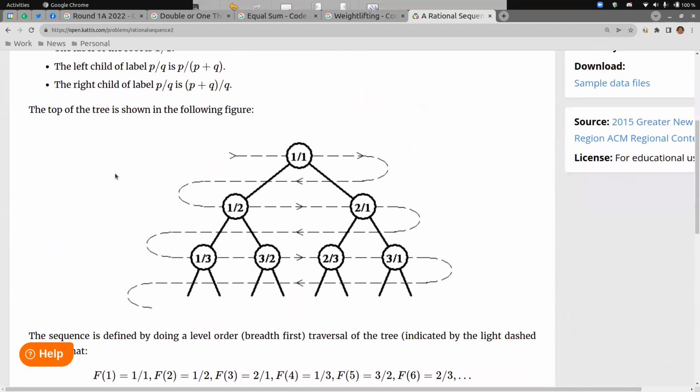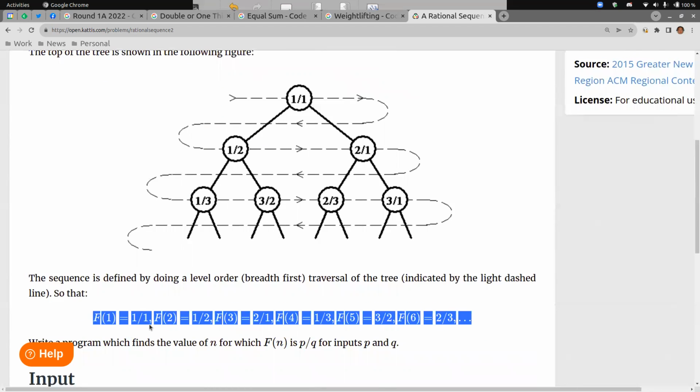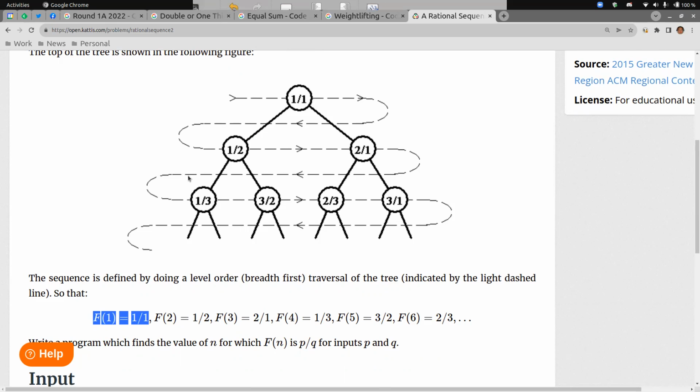But anyway, what they're saying is that you label these nodes. The root is labeled 1. Then the next level is labeled 2 and 3. Then the next level is 4, 5, 6, and 7. So at every level, the nodes are labeled from left to right, starting from 1 at the top, and then 2, 3, 4, 5, and so on. So they even show you f of 1, the first one, is 1 over 1. Then the second one is 1 over 2. Then 2 over 1. Then 1 over 3. 3 over 2. 2 over 3. 3 over 1, etc. Okay.